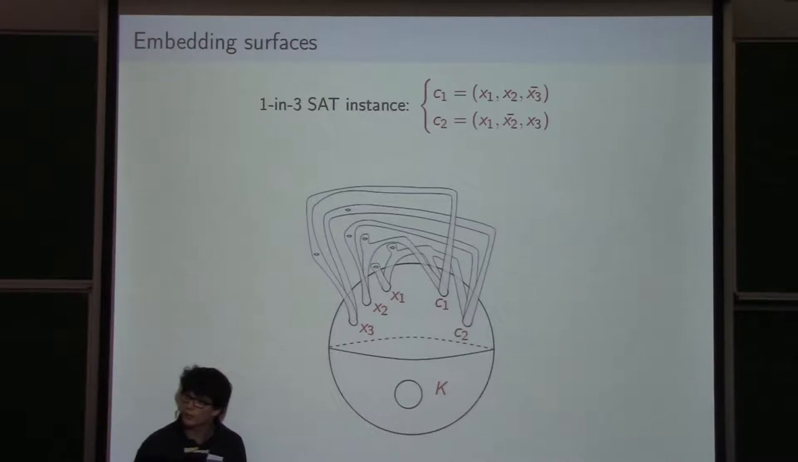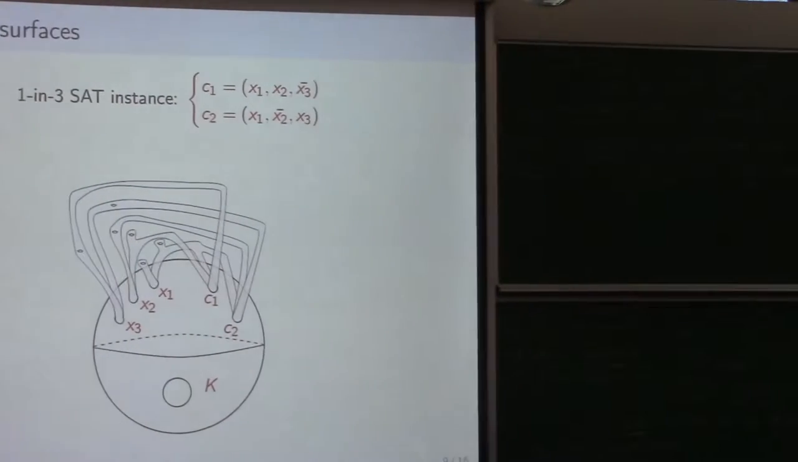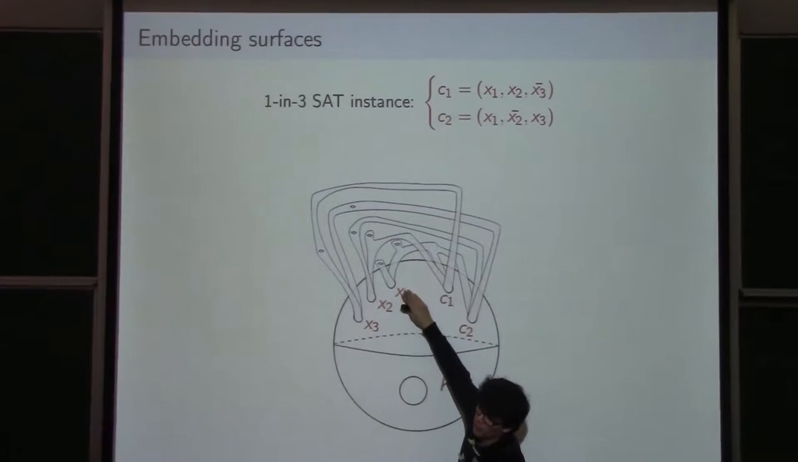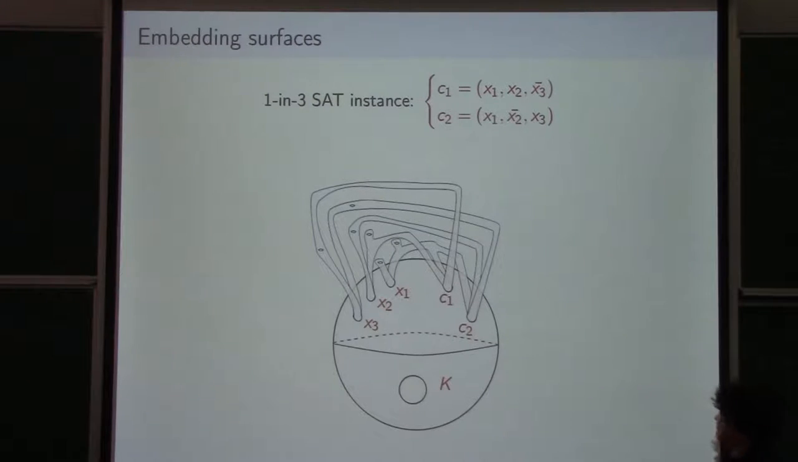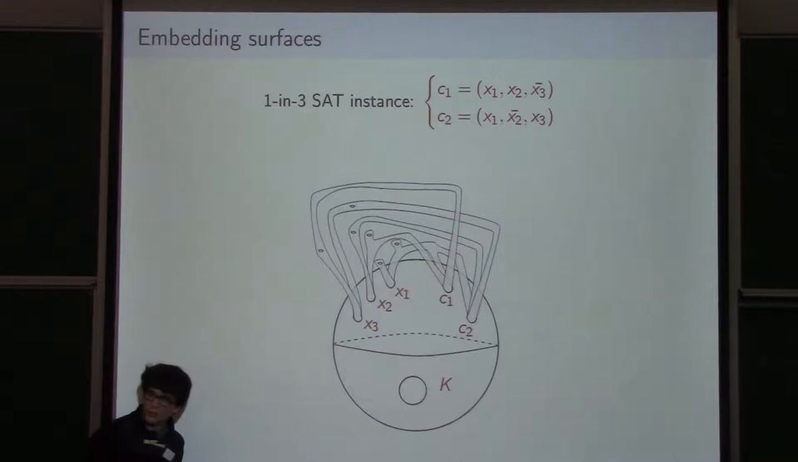What's the difference between x3 and x3 bar? What's the difference between mentioning a variable and its negation? Sorry? What is the difference between mentioning a variable in a clause and its negation? Here, for example, this clause is satisfied if x2 is false. In the topological setup, you've got two things that go out of every variable, one for true, for when they appear positively, and one for when they appear negatively. Okay, thank you.